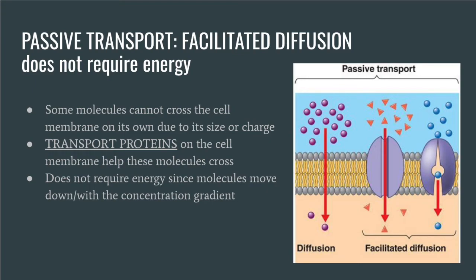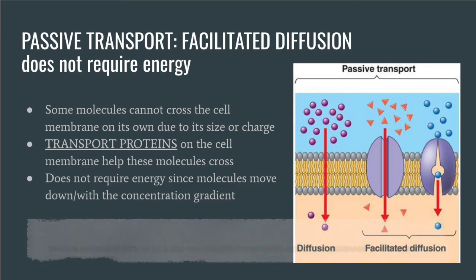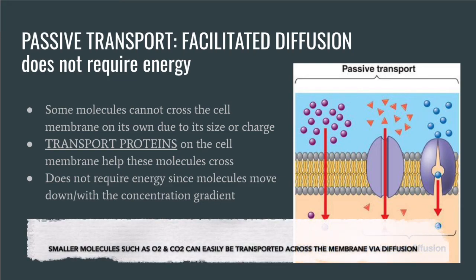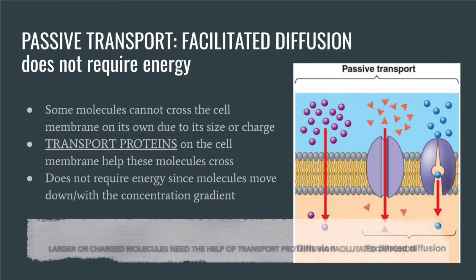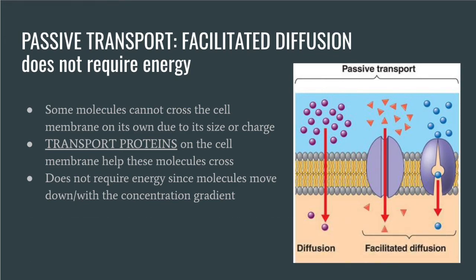So remember our molecules that are able to diffuse across the membrane? Those are usually smaller things like oxygen or carbon dioxide. If I have a larger solute, though, we need the help of some sort of transport protein to get us across. This does not require any energy since we are still moving down or with the concentration gradient from areas of higher concentration to areas of lower concentration.